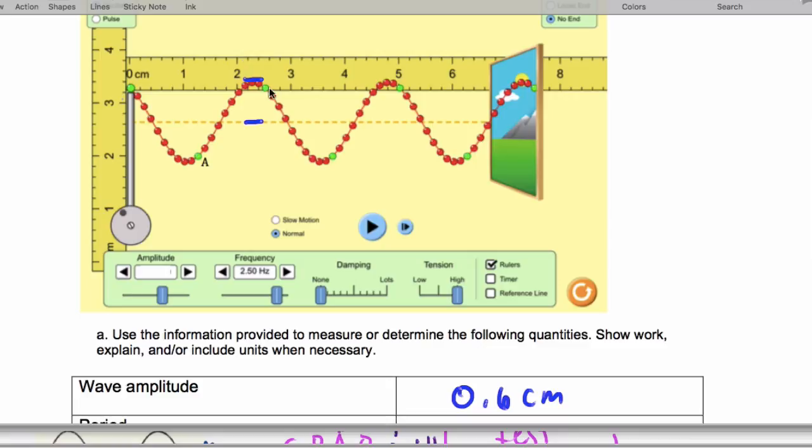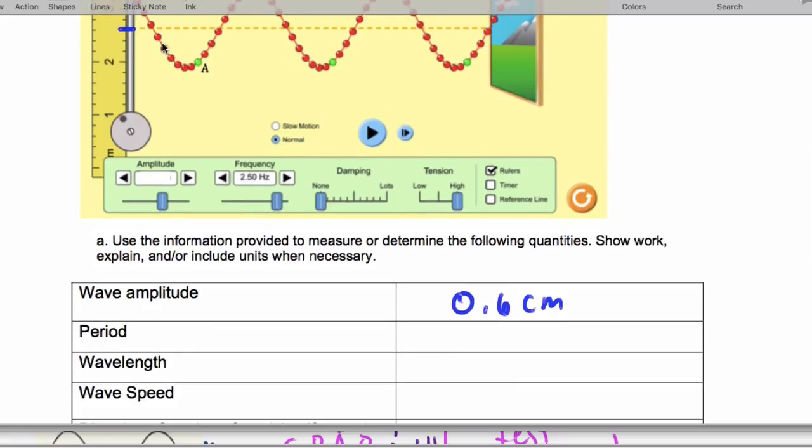So there's the, just to be absolutely clear. Right there and right there. And if I pick that up, move it over by the ruler, right on the line. So I'm getting 0.2, 0.4, 0.6. Okay, so more like 0.8 centimeters.